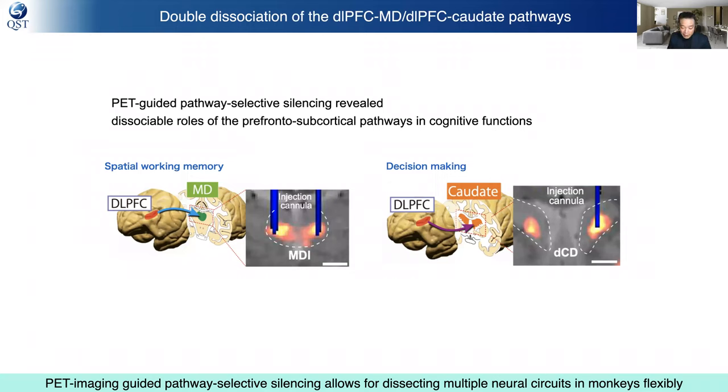In this experiment, we used two monkeys, and in each monkey we tested six combinations of pathway silencing, like bilateral DLPFC to MD or caudate, and the left side or right side on both pathways. So using a single subject, we can manipulate many neural circuits. That's the advantage of this method.